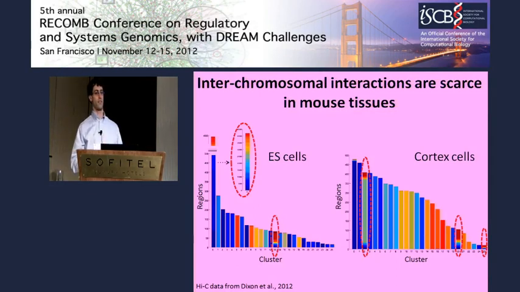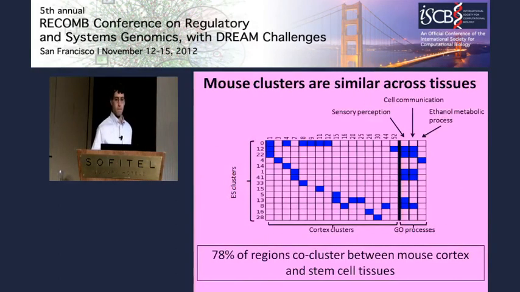And we applied this to human tissues as well, IMR90 and stem cells, and see fairly similar results to the cortex cells. We compared the overlap between these clusters in each of the tissues, and the blue boxes here represent significant overlaps. So what you can see is that first, a large amount of this structure is conserved. We found that about 78% of the regions co-cluster between cortex and stem cells. So a lot of this very high-order structure is conserved between the two tissues.